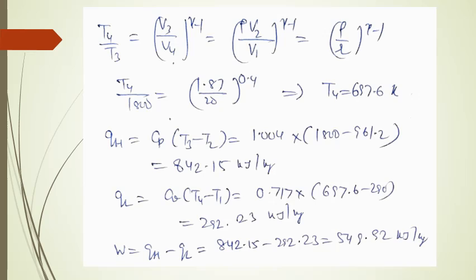Now T4 upon T3, which is equal to (V3 upon V4) raised to power gamma minus 1, is eventually (rho upon R) raised to power gamma minus 1. This expression will give us the value of T4, and that comes out to be 697.6 Kelvin. Now the heat added, which is equal to Cp into (T3 minus T2), comes out to be 842.15 kilojoule per kg. And the heat rejected, that is equal to Cv into (T4 minus T1), comes out to be 292.23 kilojoule per kg. Now the net work, which is equal to QH minus QL, comes out to be 549.92 kilojoule per kg.